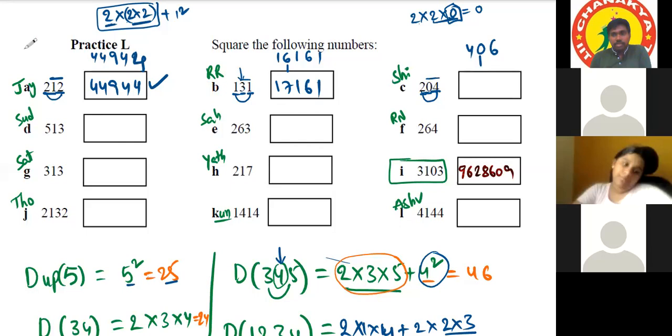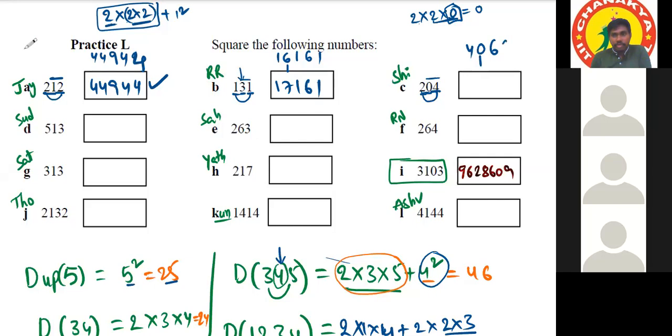Then duplex of 04 is? Sir, 0. 0. Very good. Duplex of 4 is? Sir, 16. 16. After balancing, your answer is? Sir, 4, 1, 6, 1, 6. Correct. Then Sudisha, proceed.